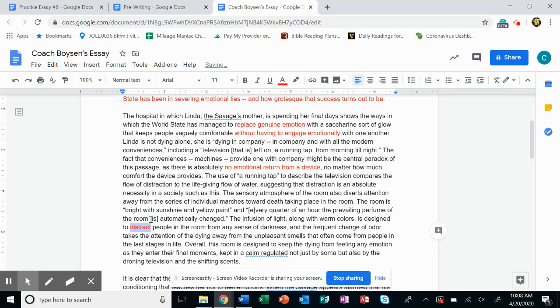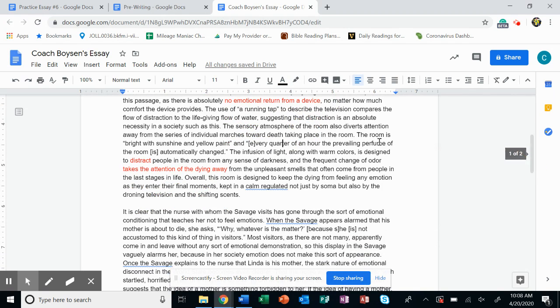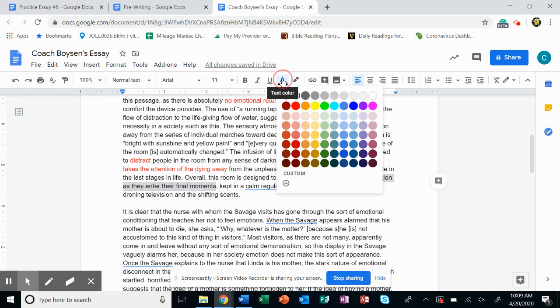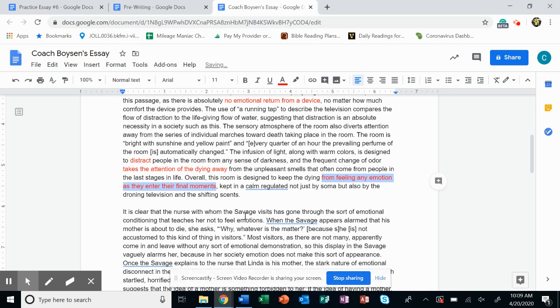and taking attention away, that's where I'm getting back to my idea of severing emotional ties. Because if I'm distracted, I'm not feeling a particular emotion. I'm just like, oh, okay. I'm not having to pay attention. Overall, this room is designed to keep the dying from feeling any emotion as they enter their final moments, kept in a calm, regulated state, not just by soma, but also by the droning television and the shifting scents.